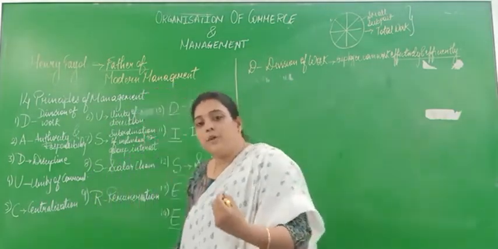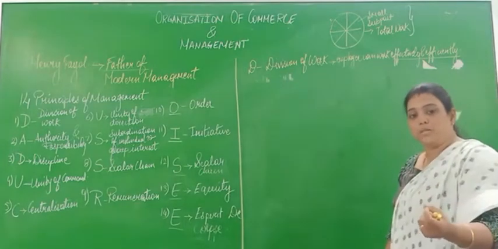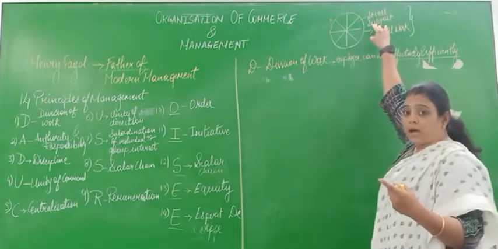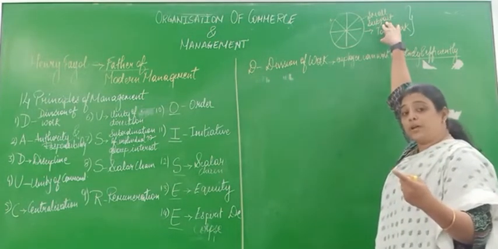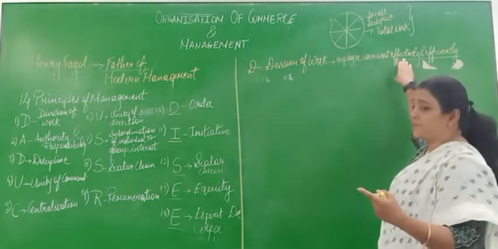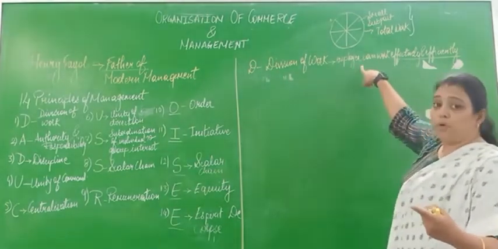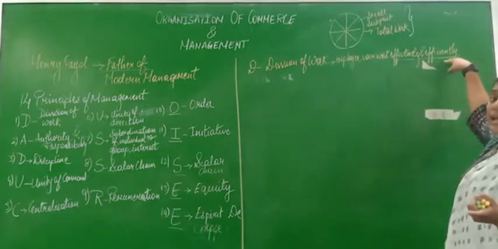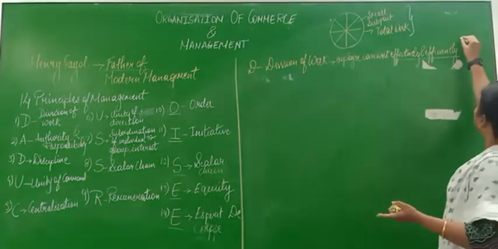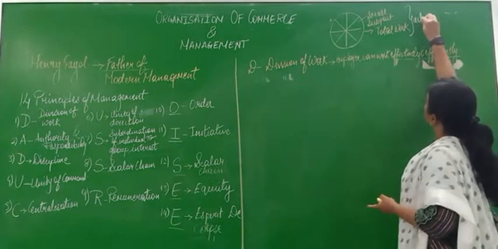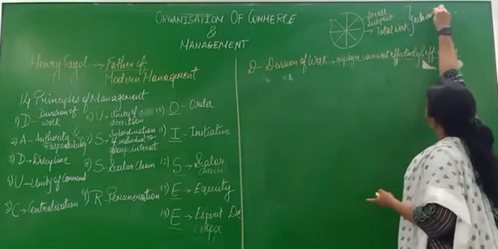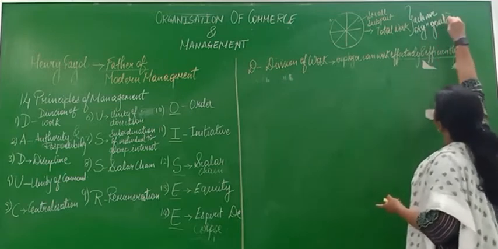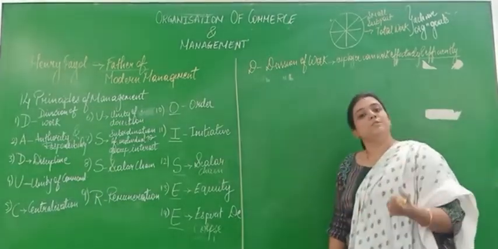So in division of work, again I am repeating, this is important for you to understand. Division of work means total work should be divided into small parts. These small parts should be distributed amongst the employees according to their efficiency, which will help the employees to do the work more effectively and efficiently. And ultimately, they will achieve what? Organization goals, right? This is division of work.